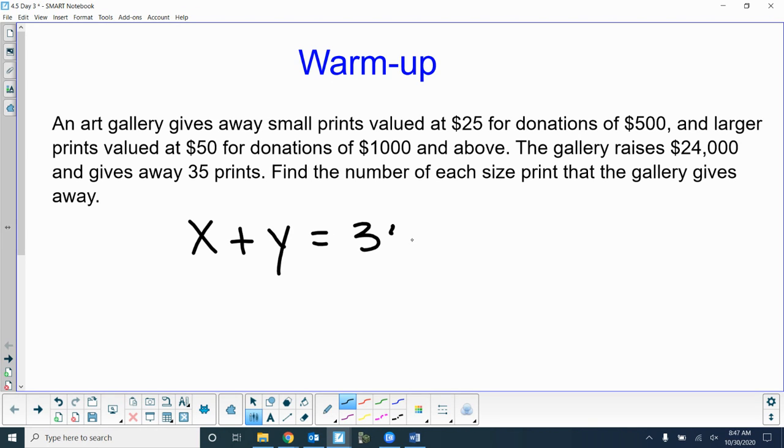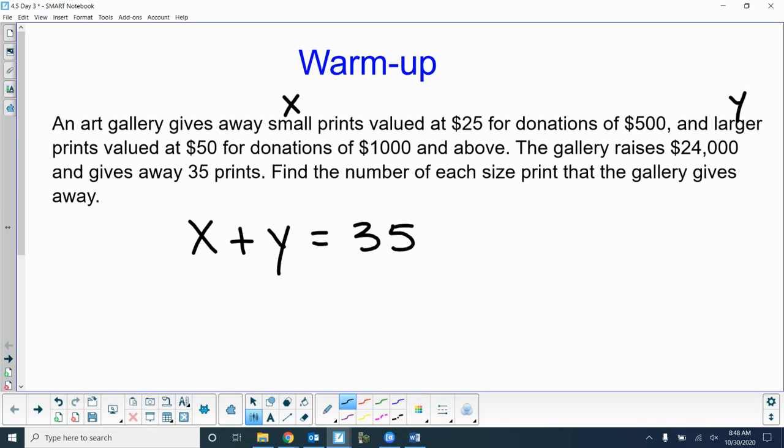The number of items we got. All right? So, we'll call small ones X and larger ones Y. Okay? So the number of small prints plus the number of large prints is 35. That makes sense? That's an easy equation. There's always one like that in the problem.